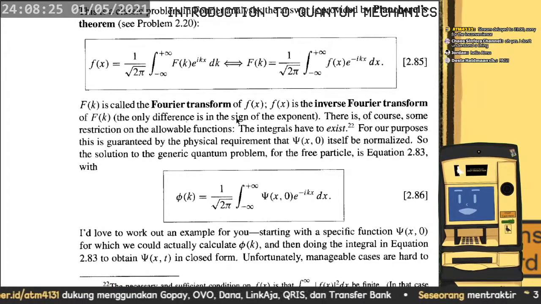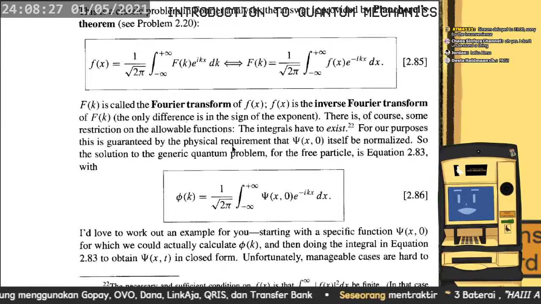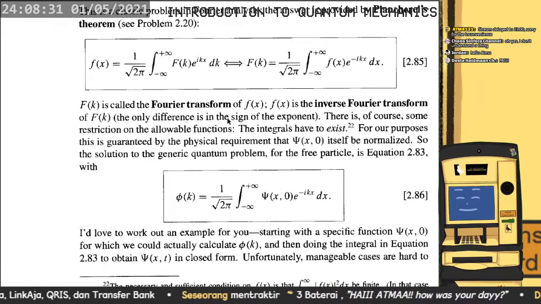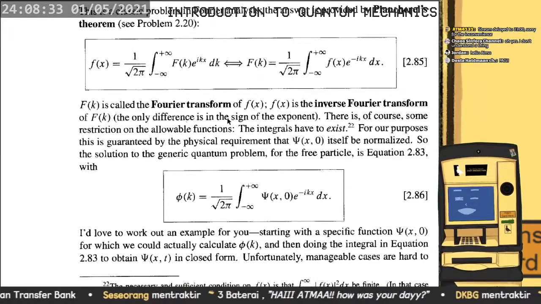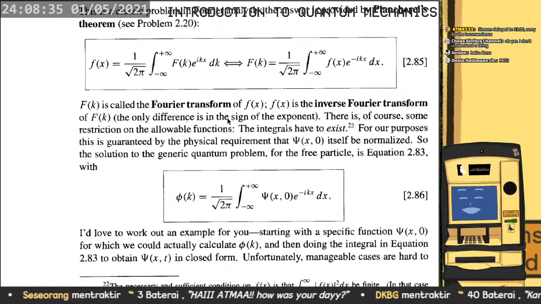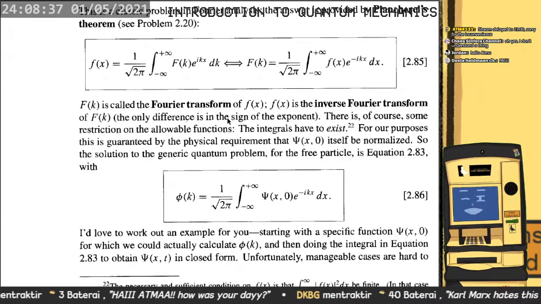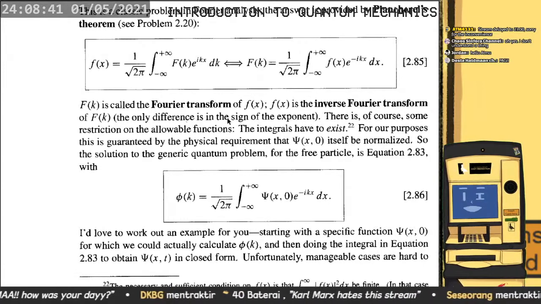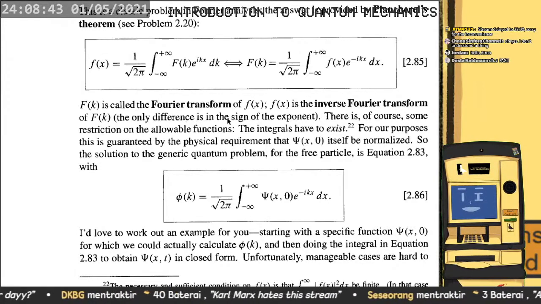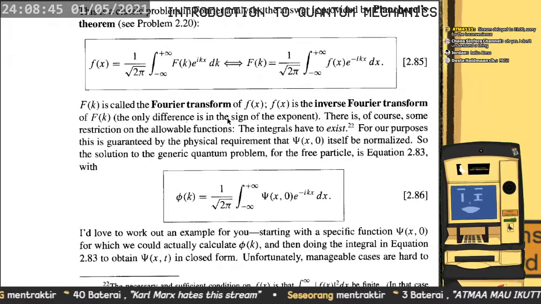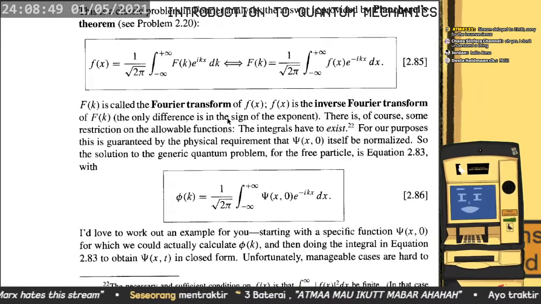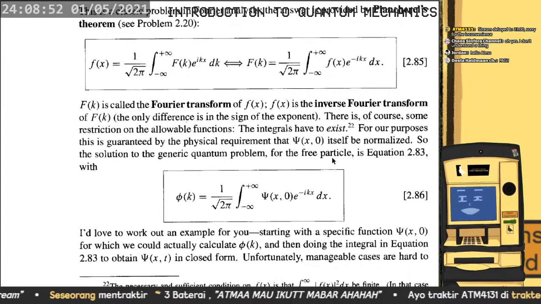Oh yeah, the Fourier transform. I just realized we have got into the Fourier transform. So the Fourier transform is like that transformation of an equation that transfers from the domain of time into the domain of frequency. f(x) is the inverse Fourier transform of F(k). The only difference is in the sign of the exponent.